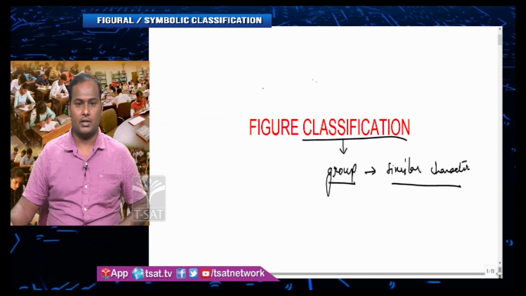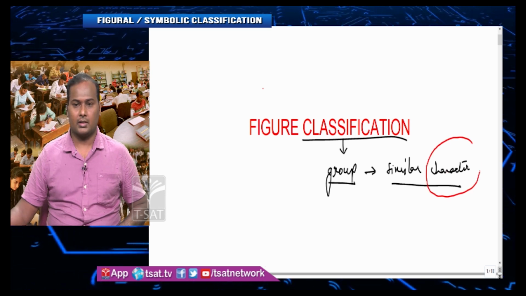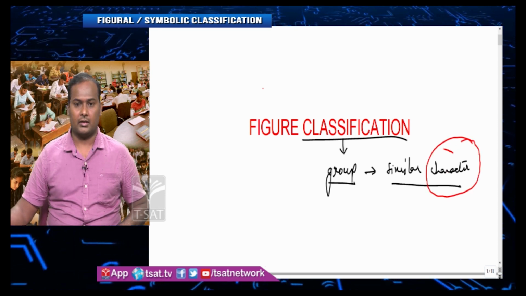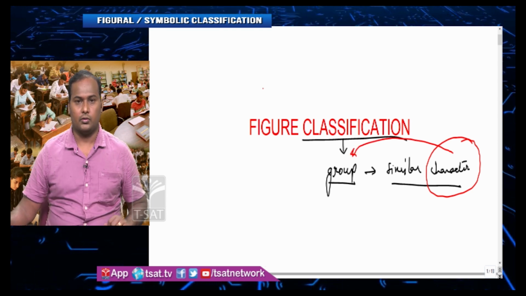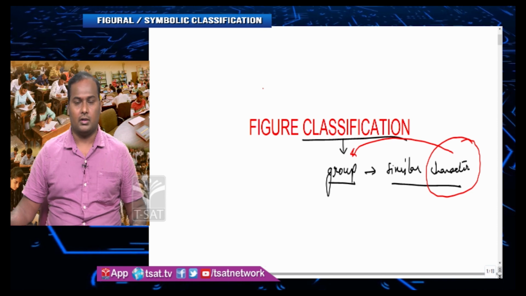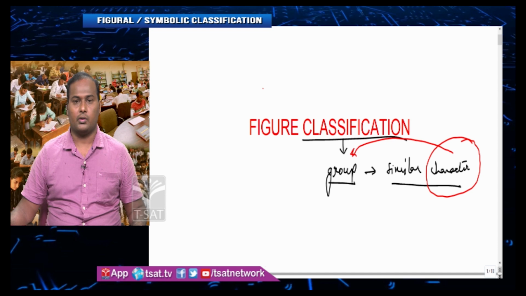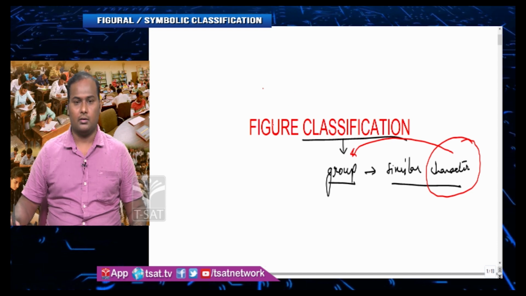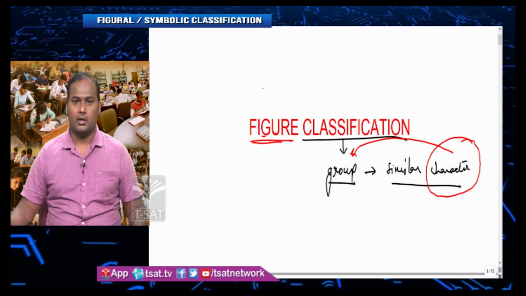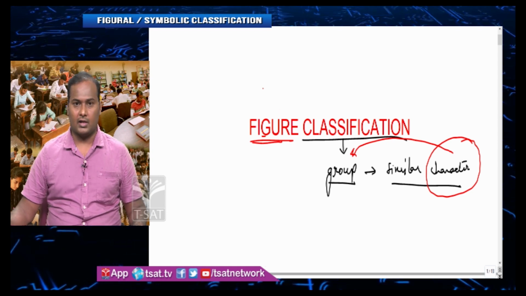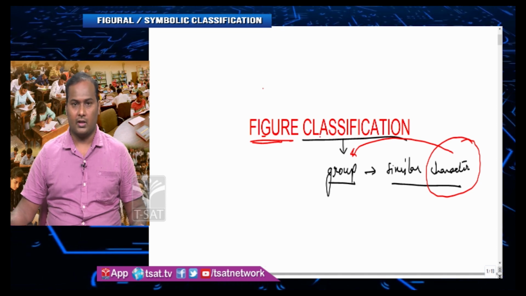So what the student has to do is identify, based upon this character, and divide it into groups. That's what the examiner is going to test. The examiner is going to test the observation skill: based on which character he is going to form the groups, that too in figures. In classification we will see letter classification, number classification and figure classification, and today we are going to see the figural or symbolic classification.